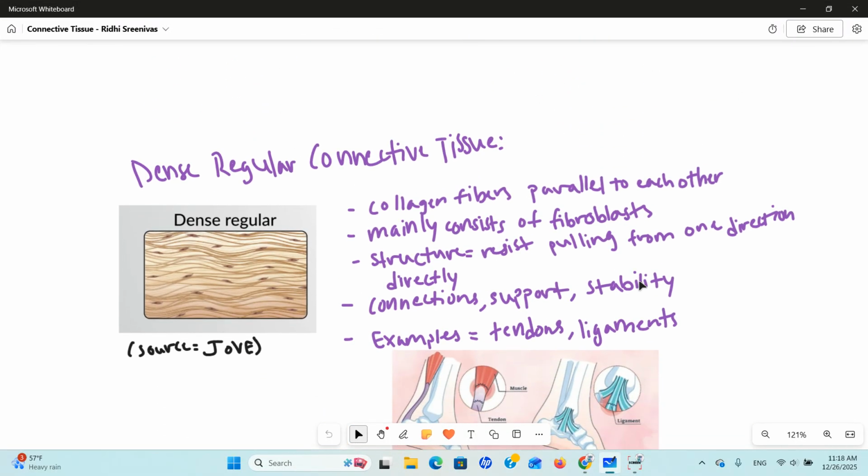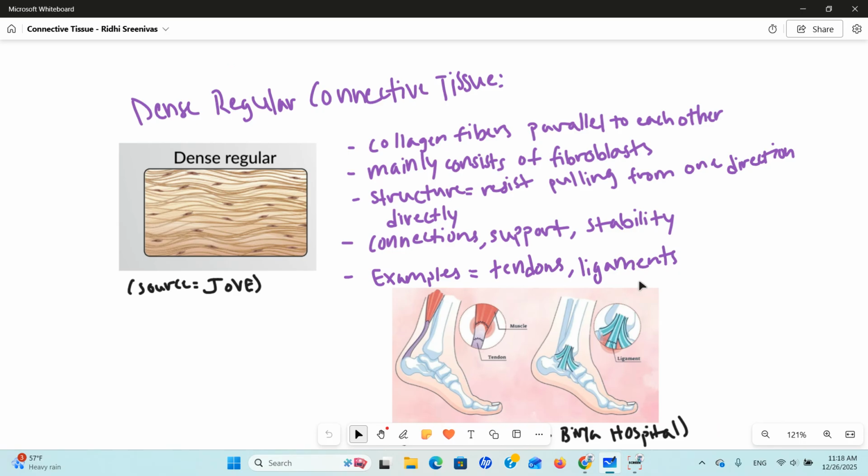We're first going to look at dense regular connective tissue, which has mainly collagen fibers arranged in a parallel structure. They're all parallel to each other, and the main cells found in this matrix are fibroblasts. Due to its structure, it can resist strong pulling forces from the same direction, and it also provides connections between certain structures, support, and stability. Some examples of this type of tissue are tendons, which connect muscles to bones, and ligaments, which connect bones to other bones.